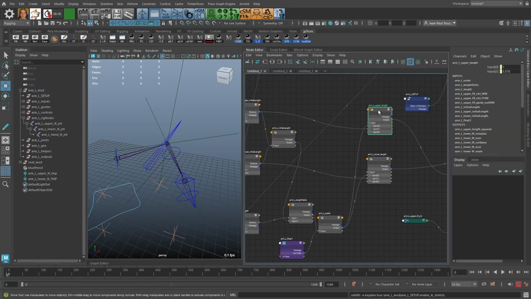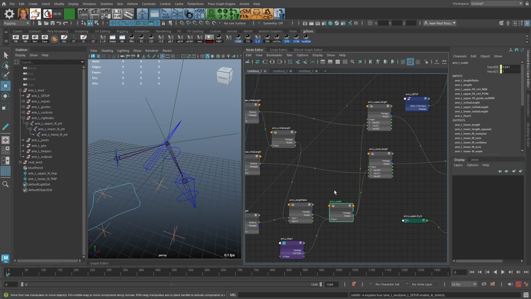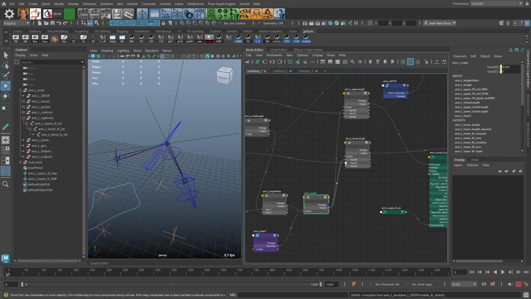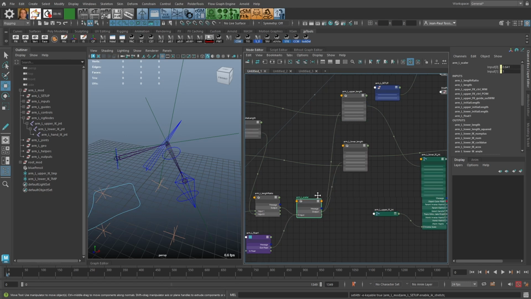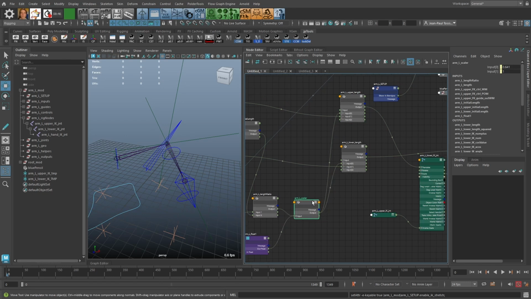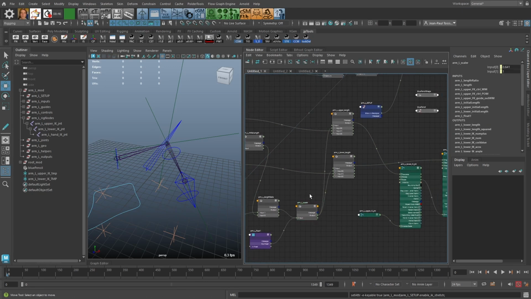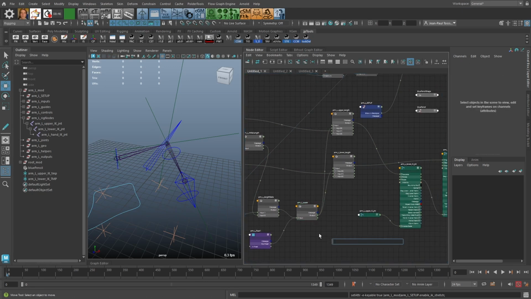Here we have the upper arm length and the lower arm length being stretched with the arm scalar. And now we need to blend this value from this value to 1 if we want to disable the scaling, because if we want to disable the stretching, the output of this should always be 1. So we can do that with a remap value.